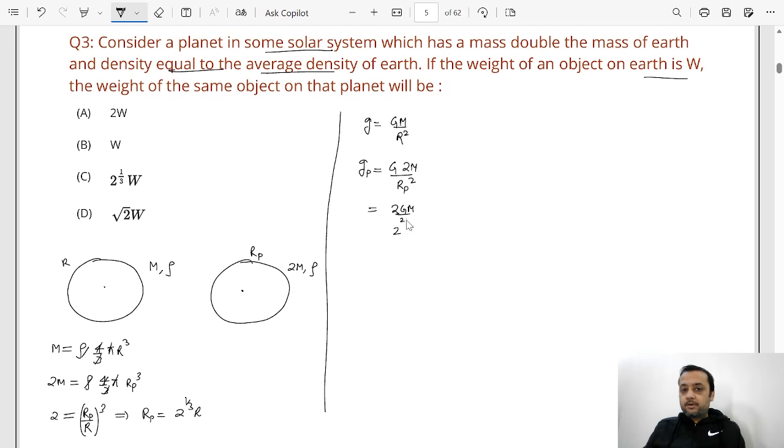That means this will become 2 to the power 2 by 3 into r square, which means now 2 upon 2 by 3 is nothing but 2 to the power 1 by 3. If you see this value, it becomes 2 to the power 1 by 3, and GM by r square becomes the gravity of the Earth. So this is the gravity of the planet.